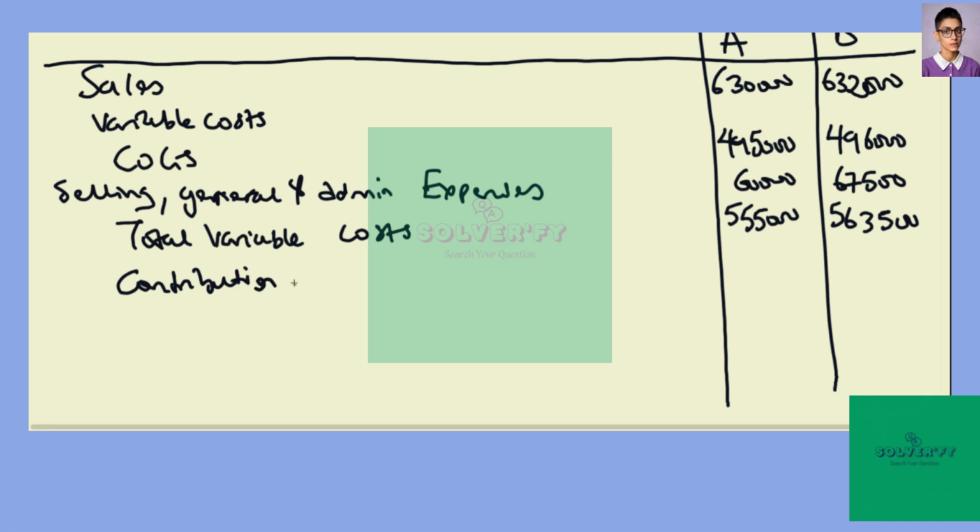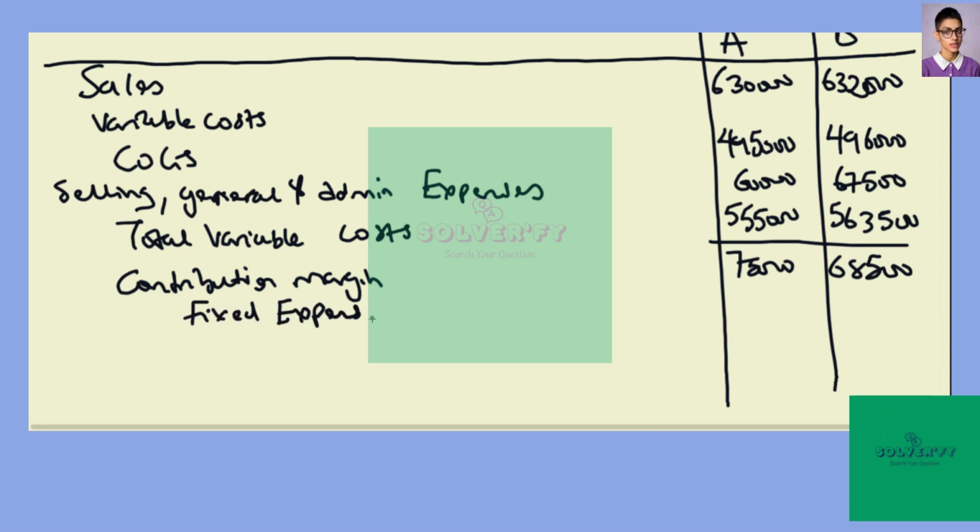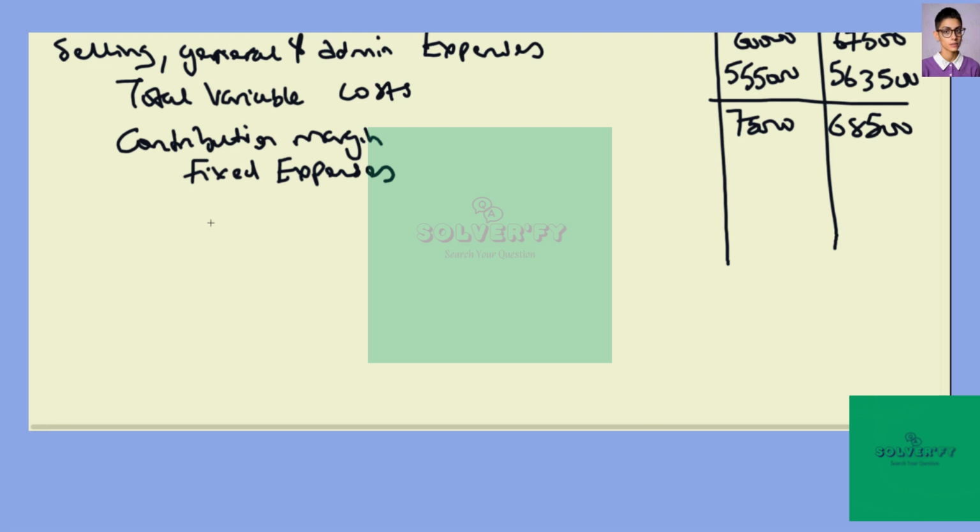will basically be the difference of the sales minus the total variable costs, and that will be 75,000 for A and 68,500 for B. Now moving to the fixed expenses. The cost of goods sold for the fixed expenses would be 55,000 for A and 124,000 for B.